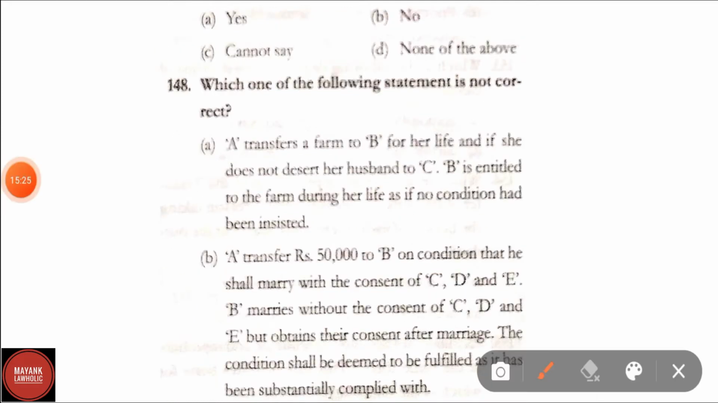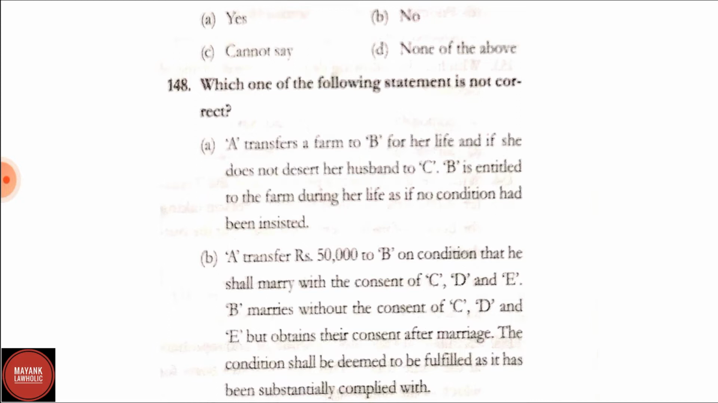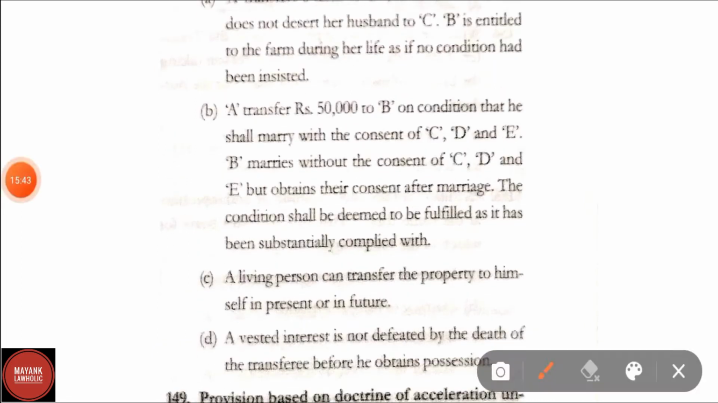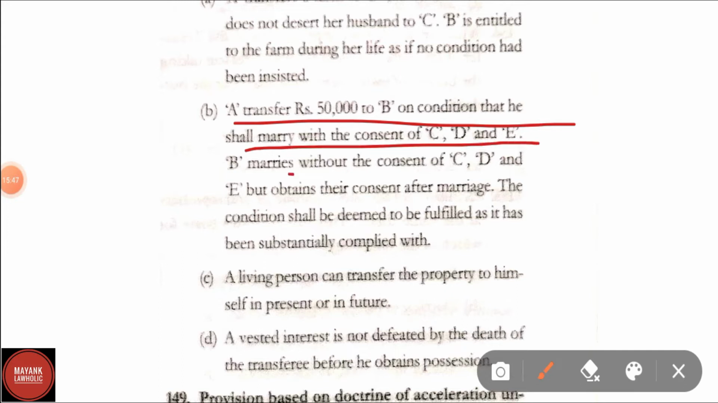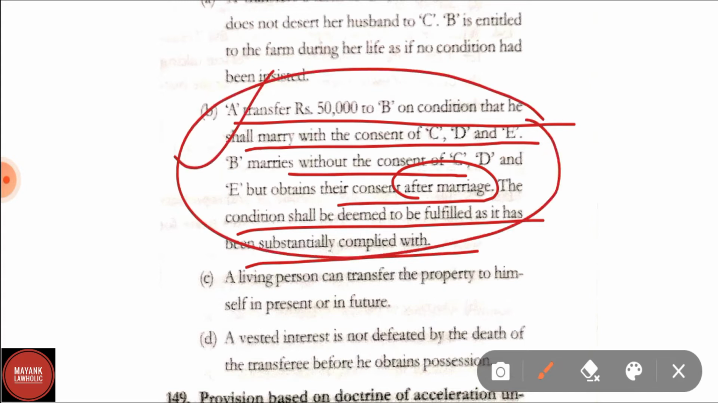Question number 148. Which one of the following statements is not correct? Options are: A transfers a farm to B for her life, and if she does not desert her husband, to C. B is entitled to the farm during her life as if no condition had been inserted. Option B. A transfers rupees 50,000 to B on a condition that he shall marry with the consent of C, D and E. B marries without the consent of C, D and E but obtains their consent after marriage. The condition shall be deemed to be fulfilled as it has been substantially complied with. This is not the correct statement, therefore it will be the right answer.